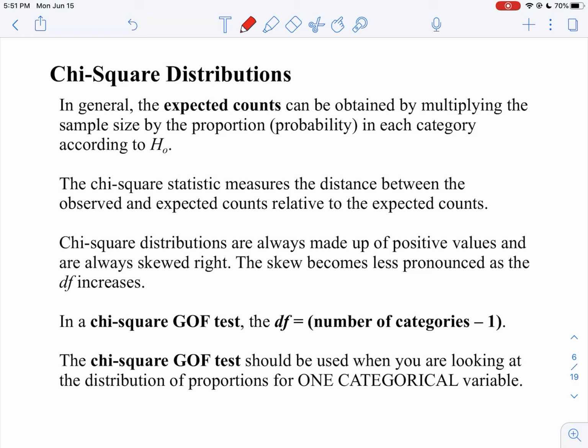So in a chi-square GOF test specifically, the degrees of freedom is the number of categories you have minus 1. So for our M&Ms, I think we had 6 categories, right? Red, orange, yellow, green, blue, and brown. So minus 1 would be 5 degrees of freedom. And the chi-square GOF test should be used when you're looking at the distribution of proportions for one categorical variable, not for 2. That's a different test. So if we're looking at the distribution of proportions for just one single variable, this would be a chi-square GOF test. All right.